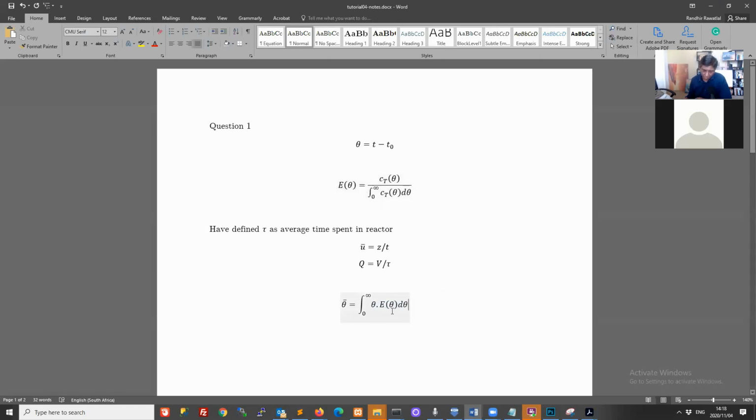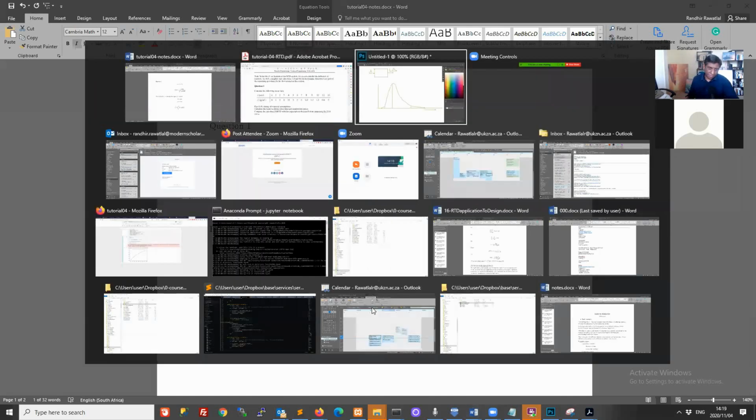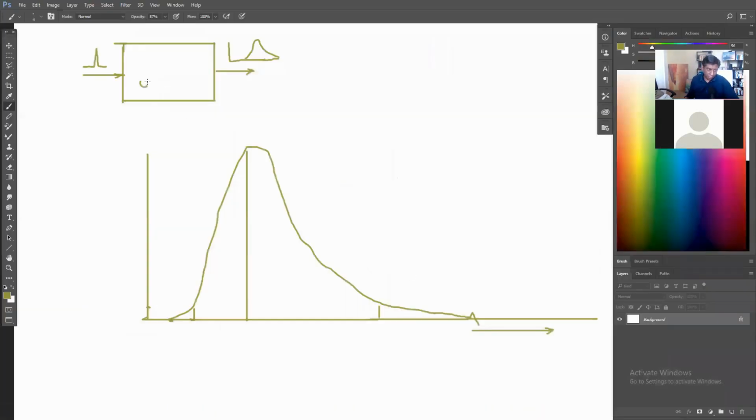Right, so let's think about what this means here. Remember, E of theta delta theta is the fraction of fluid in a certain age range, right? So E of theta delta theta is a fraction of your fluid, and we are multiplying by theta here. So if you like, this is the weighted fraction of all the ages in the reactor. And let's think about that in the reactor. So in the reactor, you've got all these fluid elements of different age.